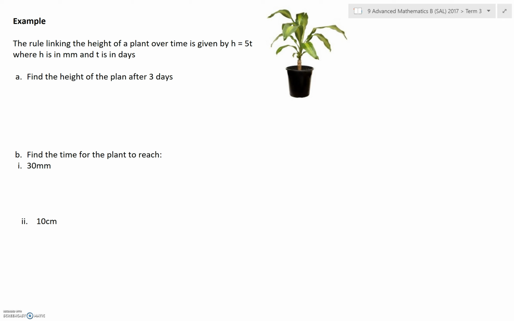Now so far we've been working in millimeters and we were told that that's what our variable is. So we need to convert this. So in this case we're going to let h equal 10 centimeters, but we need that in millimeters, which is of course 100 millimeters, 10 times 10. So let's substitute that in. So 100 equals 5t, t equals 20. Therefore it will take approximately 20 days to reach 10 centimeters tall.